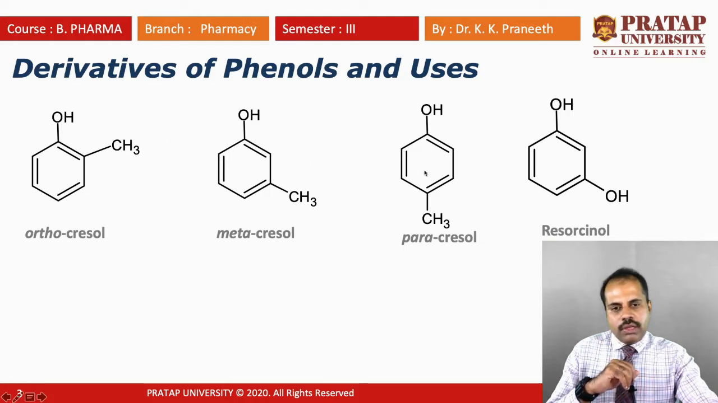You can see the structure is almost the same, and the molecular formula is the same. What is the molecular formula? It is C7, seven carbons, one oxygen, and how many hydrogens? 1, 2, 3, 4, 1, 2, 3, 4, so 8. So C7H8O is the molecular formula of orthocresol. The molecular formula of metacresol is also the same, and paracresol also the same. So these are called isomers.